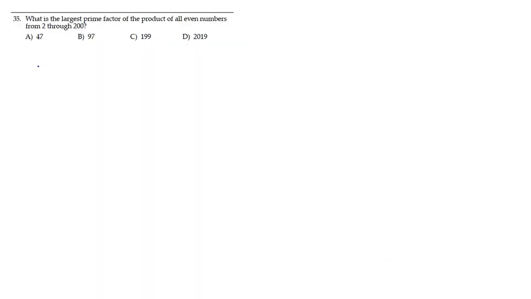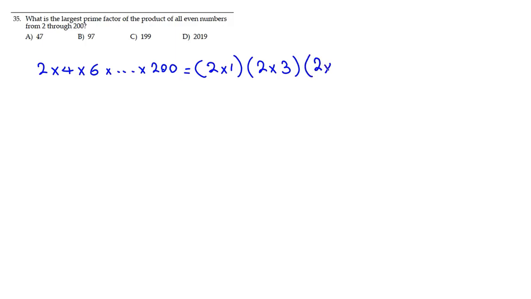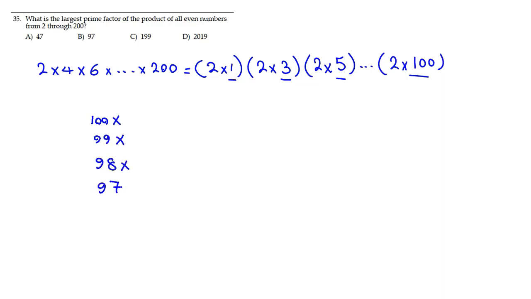Okay, if you write this product, it is 2 times 4 times 6 up to 200. So we can write each of them as 2 times 1, next one 2 times 3, 2 times 5, up to 2 times 100. So we should find the largest prime from 1 to 100. So 100 is not good, 99 is a multiple of 9, 98 a multiple of 2, 97 is a prime number, so the answer is B.